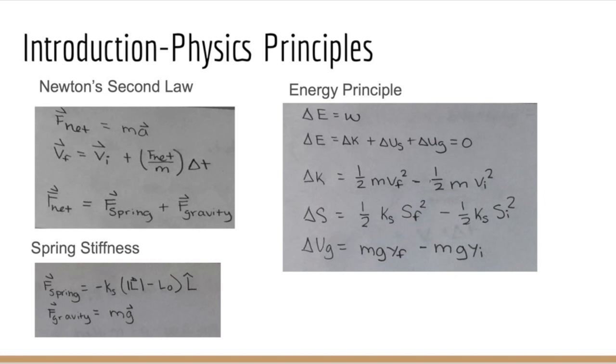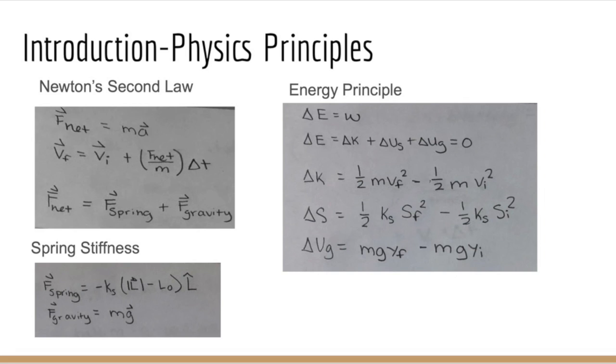In order to do these computations, we had to use Newton's second law, the energy principle, and spring stiffness. We showed that the final velocity equals the initial velocity plus the net forces over mass times delta t, and that the net forces equal mass times acceleration, and the net forces also equal the force of the spring plus the force of gravity. In addition, we use spring stiffness in Hooke's law, which is the force of the spring equals negative k sub s times the magnitude of L minus L naught times L hat, and the force of gravity equals mass times the gravitational constant.